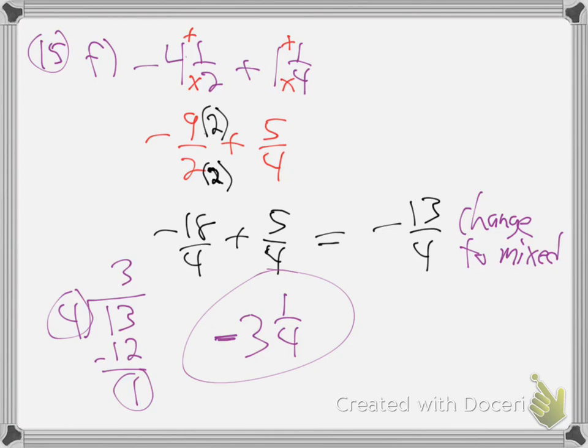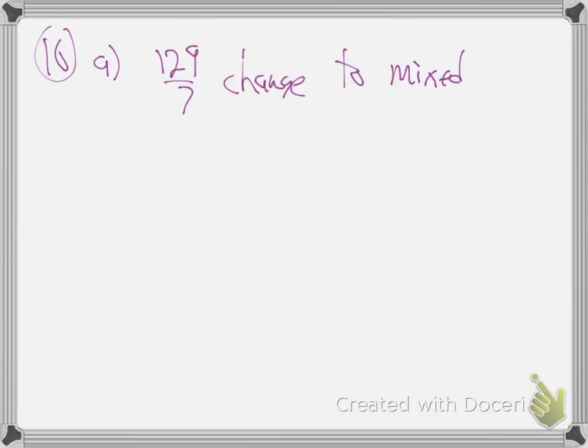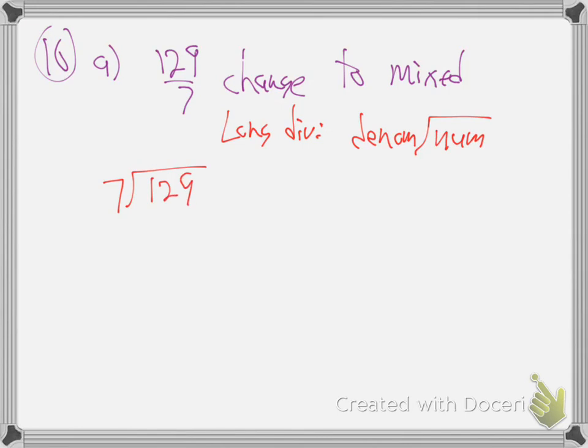Questions on that one? All right, I'm going to move on to change that to mixed. Long divide. The denominator into the numerator. So 7 into 129. Can you carry that out by hand?